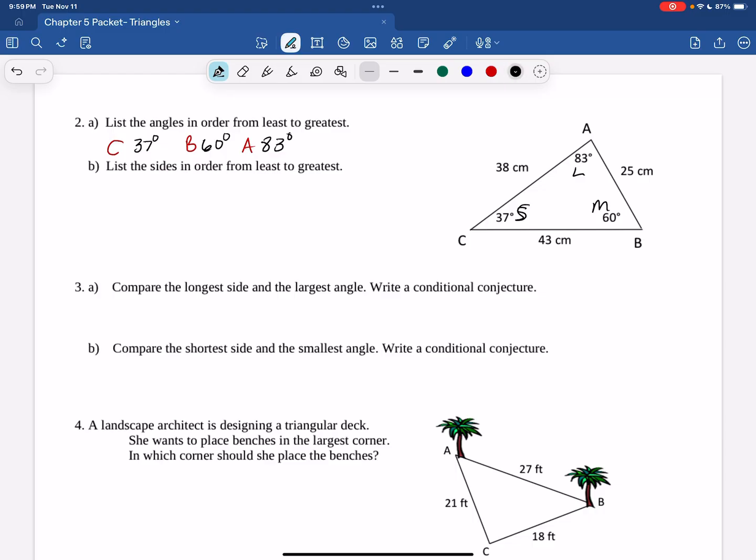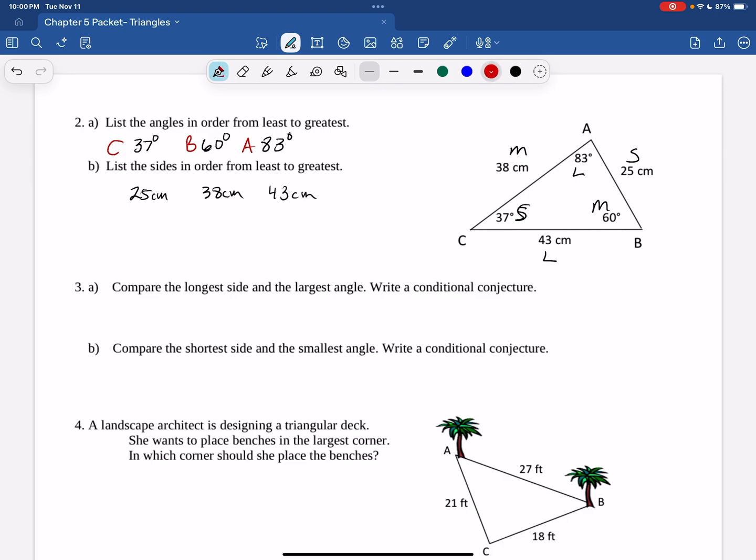Okay, so now let's look at the sides. Which sides are the biggest? So let's see, the longest side that I have is 43, so this is the longest side. The medium side is the 38, and the shortest side is the 25. So then, what lengths do I have for that? Let's see, I've got smallest to greatest is 25 centimeters, and then 38 centimeters, and then 43 centimeters.